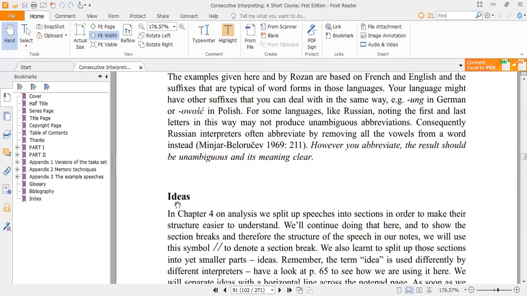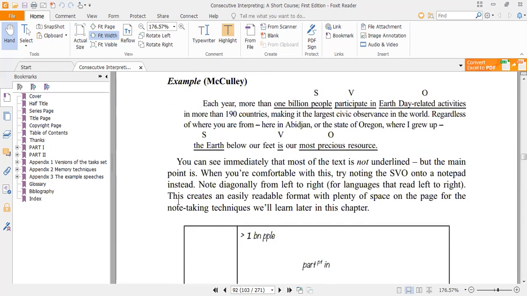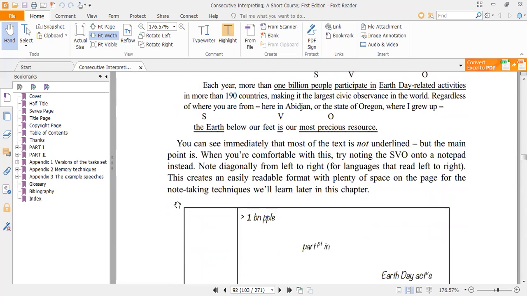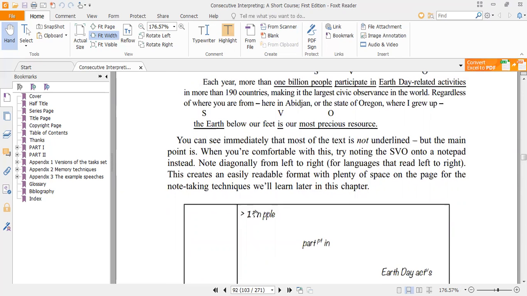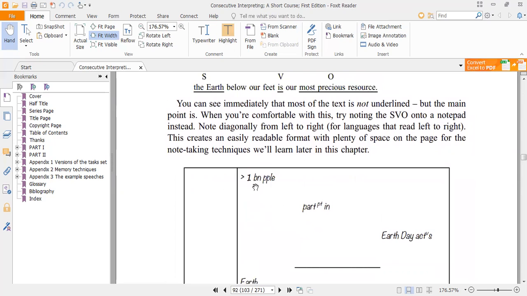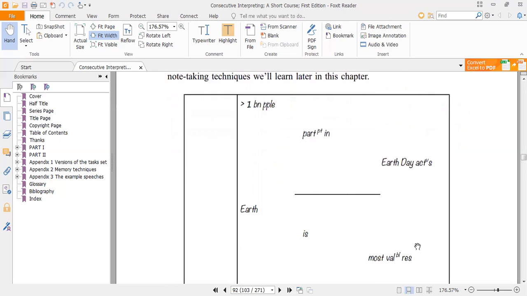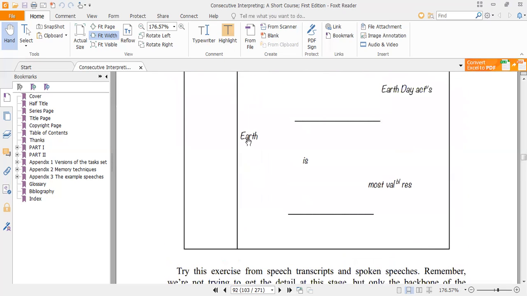We also talked about how to take a full sentence as a note. First of all, we can write on the paper: here we write the subject, in the middle the verb, and finally on the left we write the object, as you see here. This is subject, verb, object. The subject is on the right, the object is on the left, and in the middle we write the verb.